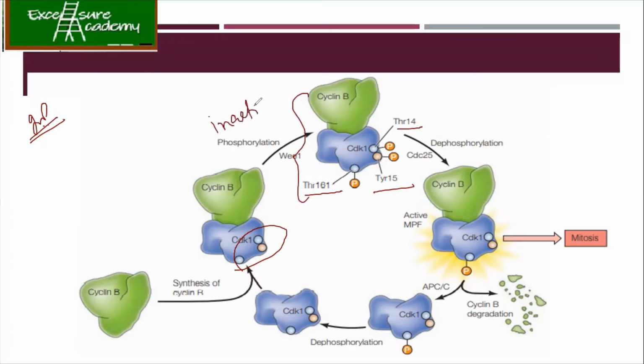This stage is still inactive until CDC25 comes and dephosphorylation happens of your threonine 14 and tyrosine 15. Then only this is active. This is your active MPF, which will bring about the transition from G2 to M. Clear? So it means now the cell is entering into mitosis. Once this is done, towards the end of mitosis, the cyclin B will start degrading and CDK1 will get phosphorylation and whatever, and it is going back to the cycle.